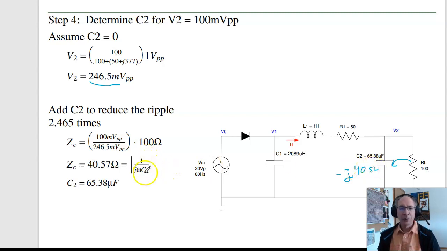40 ohms is 1 over j omega C. I know omega, solve for C. C is 65 microfarads. And there's my design. I know C1, L, and C2.